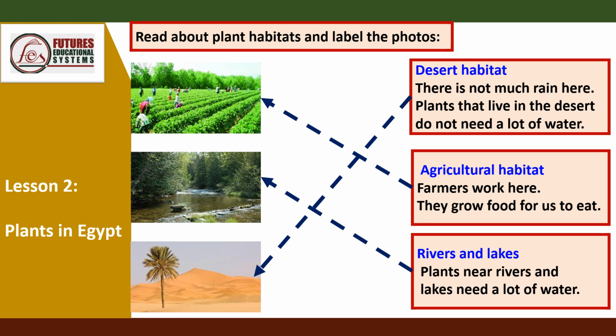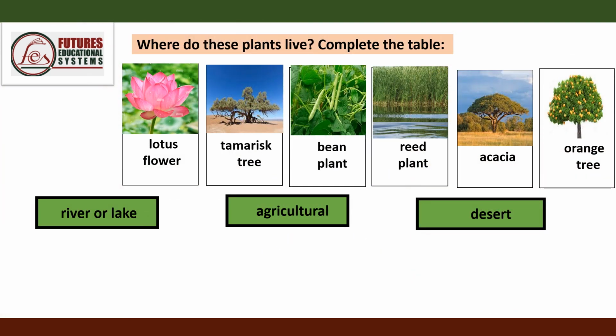Finally, we have rivers and lakes, and some plants grow near rivers and lakes because they need a lot of water, and this is available in the lake or in the river. Here we have some plants, and we need to know, where do these plants live? Do they grow in a river or a lake, or near a river or a lake? Or do they grow in an agricultural habitat, or do they grow in the desert?